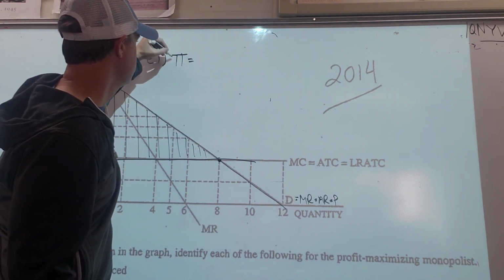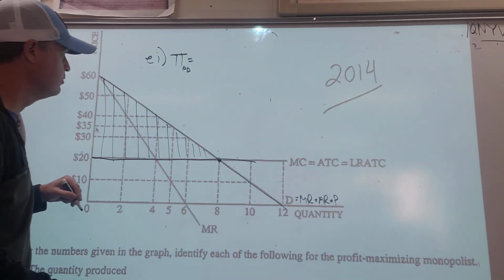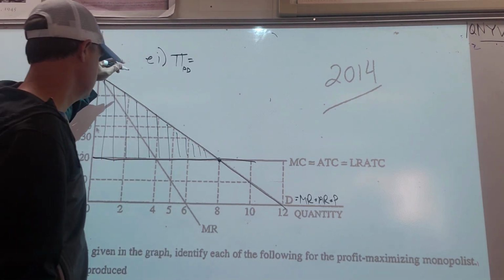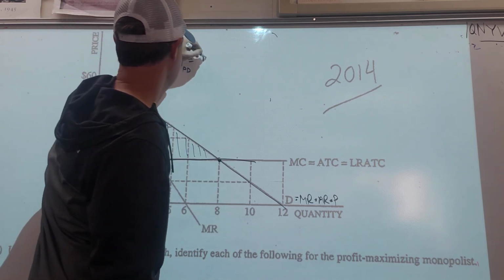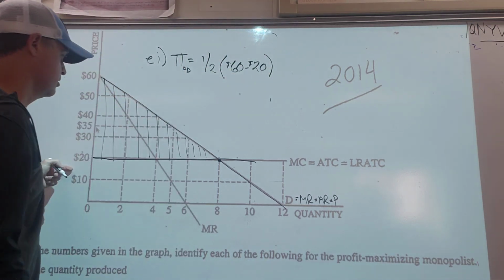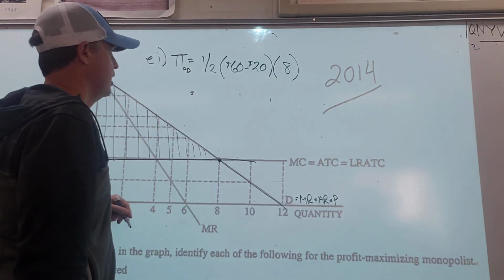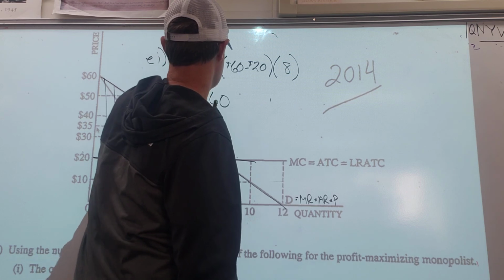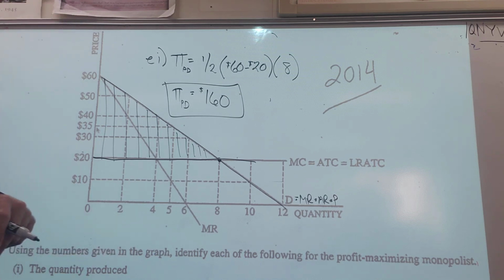So profit once we price discriminate. If we price discriminate, and that says PD if you can't read that, what we see is profit PD equals 1/2 times $60 minus $20, that's the vertical, times the quantity, which is 8, equals 4 times 40. So if my math is right, I don't have the answers in front of me, which is super dumb, so I hope this is right. The profit, if they price discriminate, is $160.